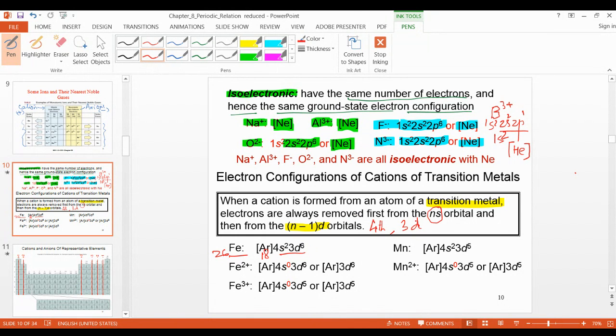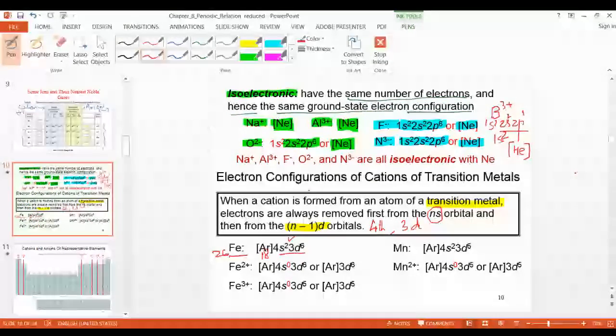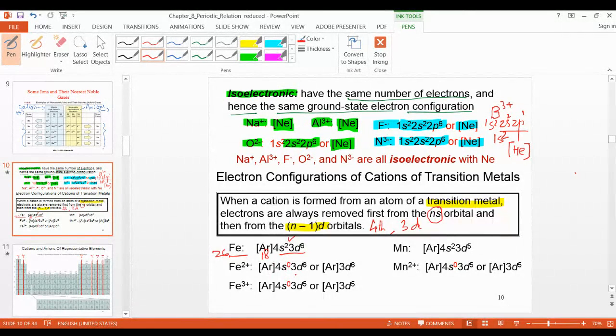You have to remove electrons from ns first, then from (n minus 1)d, meaning the d orbital. So you remove the first 2 electrons from the 4s, so you will get 0. So you can write here Fe2+: 4s0 3d6. Don't remove electrons from d at first, right? Because the 4s is the outer, last shell, while 3d is in the third one. Also, it is in the fourth row, but 3d is lower, close to the nucleus, so it is very difficult to remove.